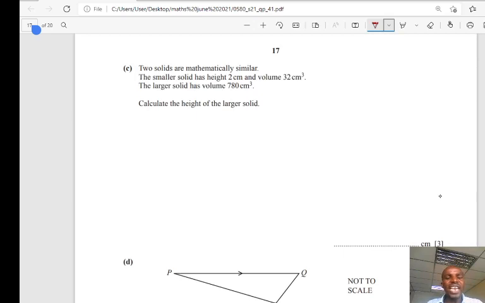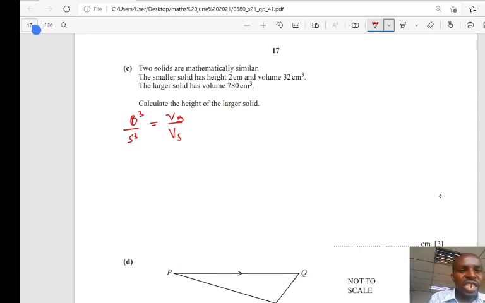Next, two solids are mathematically similar. The smaller solid has height 2 centimeters and volume 32 cubic centimeters. The larger solid has volume 780. Calculate the height of the larger solid. If two shapes are similar, then based on the volumes, you cube the corresponding sides. So you can say bigger shape side cubed over smaller shape side cubed is equal to volume of bigger over volume of smaller shape. In this case, the smaller solid has height 2 centimeters. We are being asked to find the height of the larger solid, right?